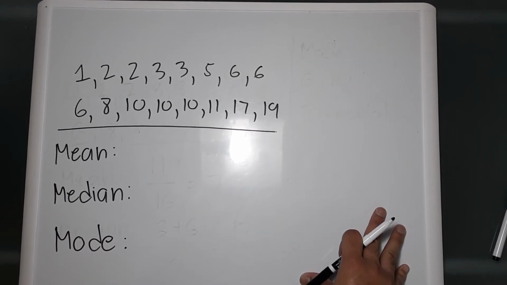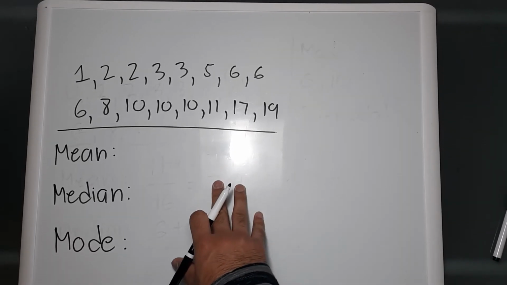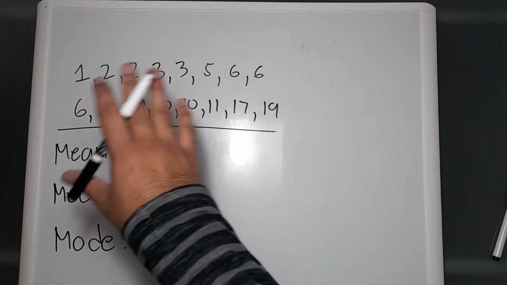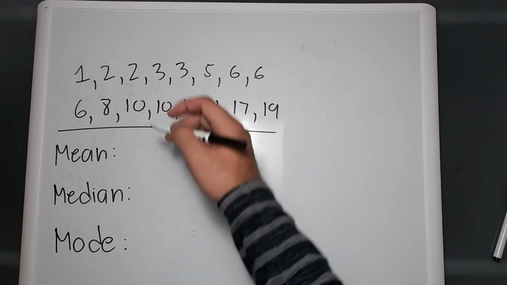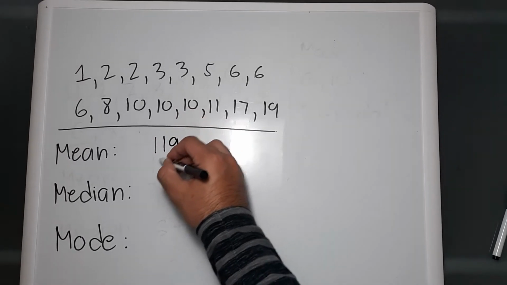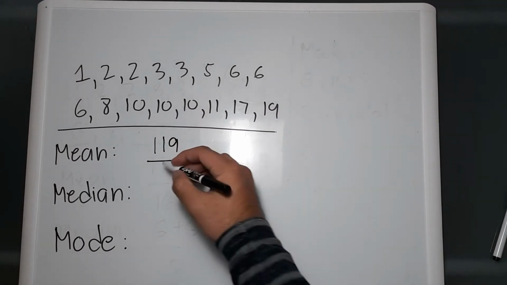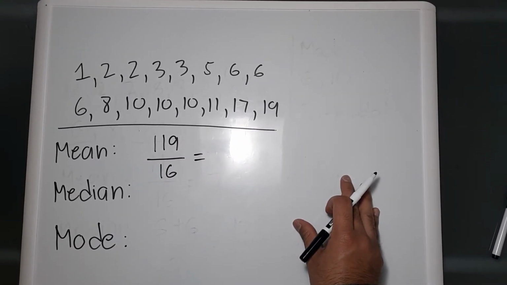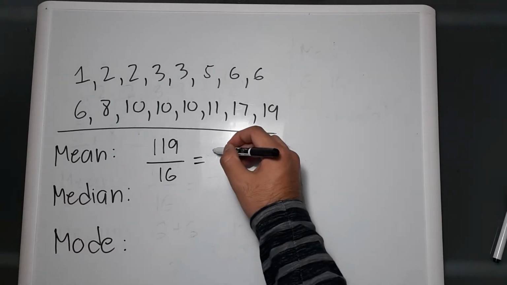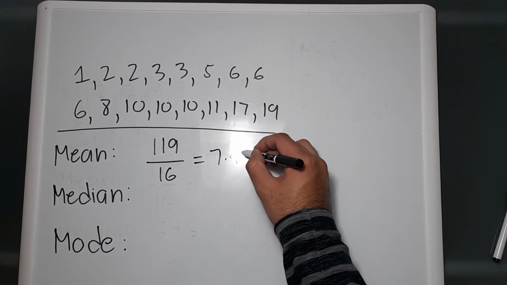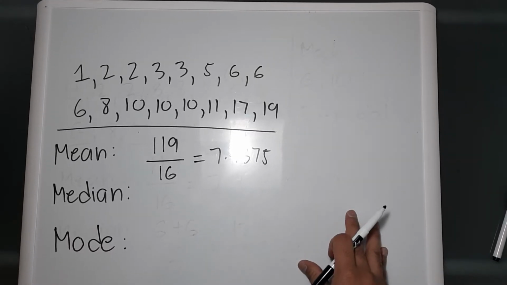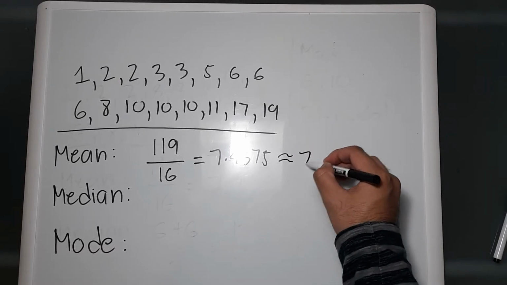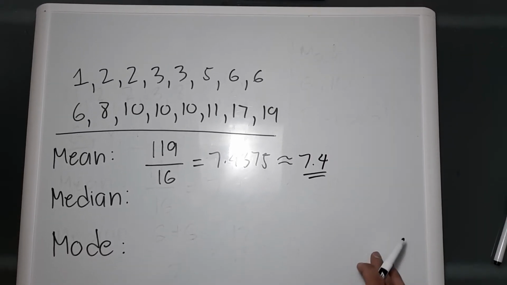So to solve for the mean, all we need to do is find the sum of the data values and divide it by the total number of values in this set, which is 16. What I got for the sum was 119, and we divide it by 16. The answer that I got was 7.4375. Then we're going to round it to the nearest tenth, 7.4. So this is our mean.